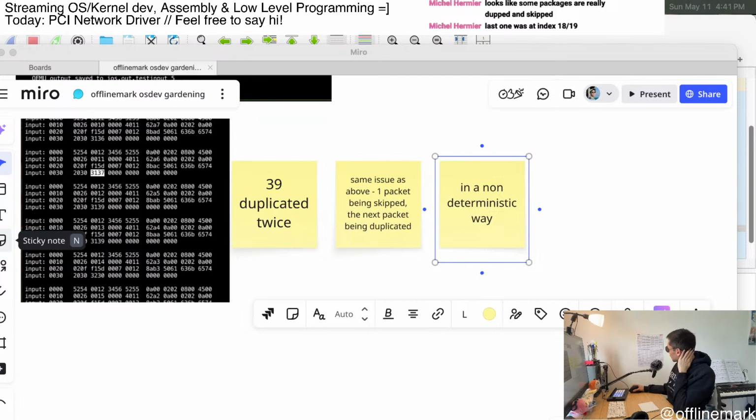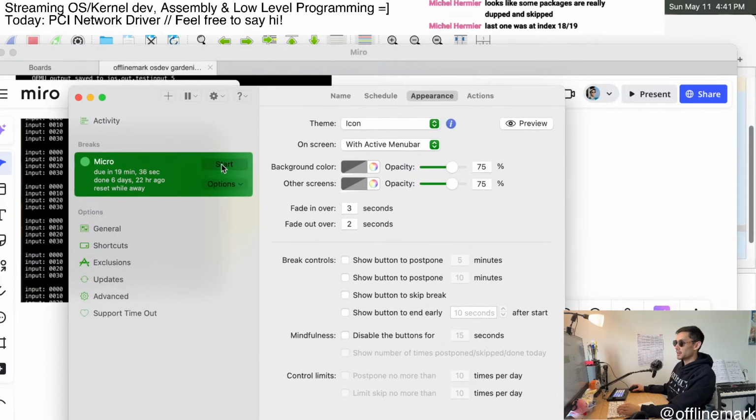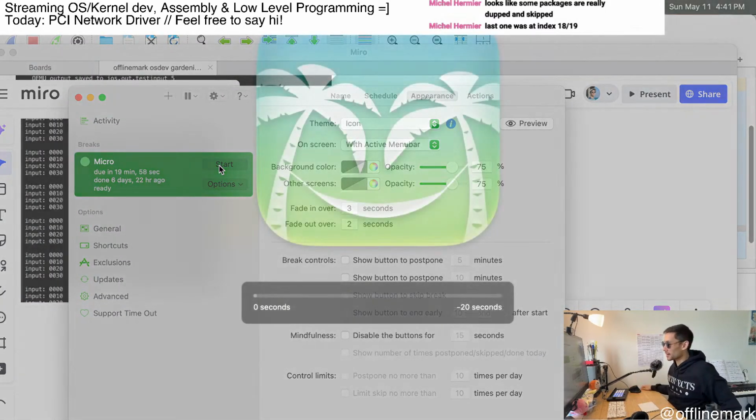Okay, so this is interesting. Wow, what could be causing non-determinism here? I'm not sure, but what I do know is that it's a good time to take a quick break to stand up and stretch. I will be right back.